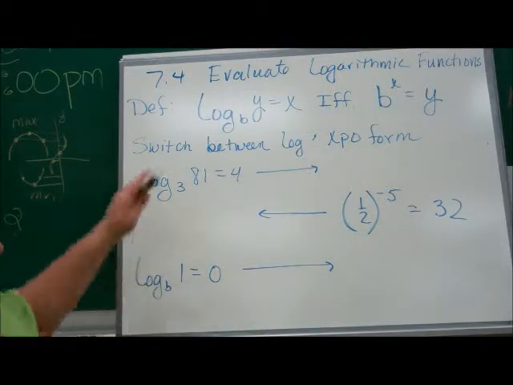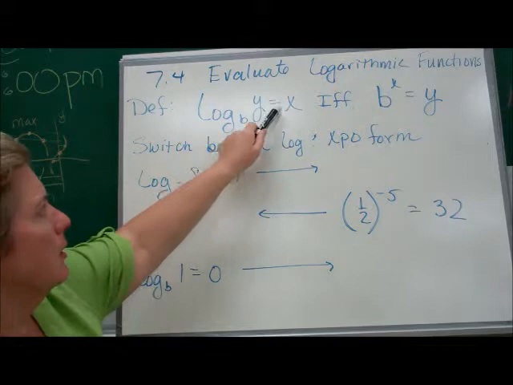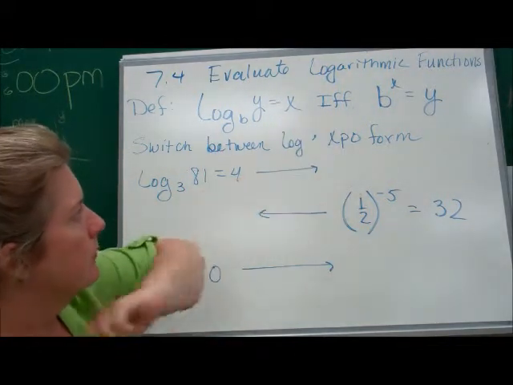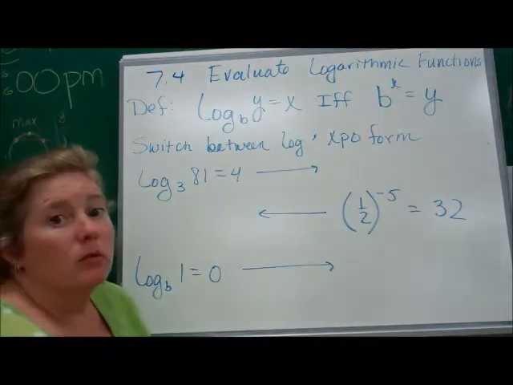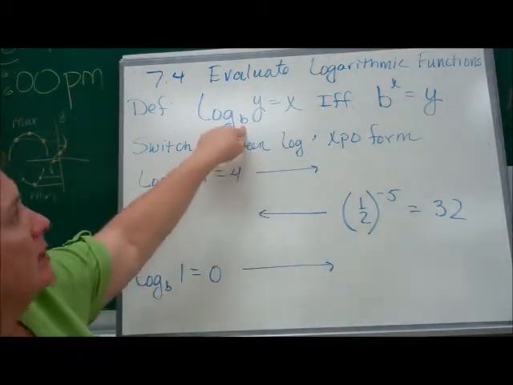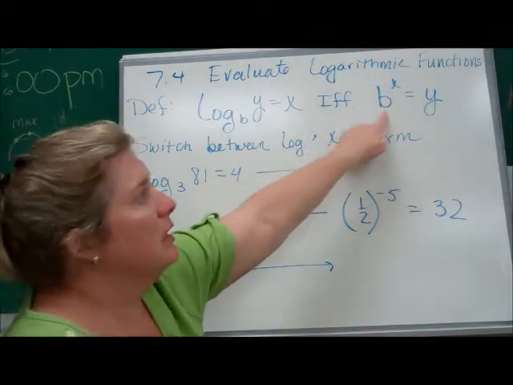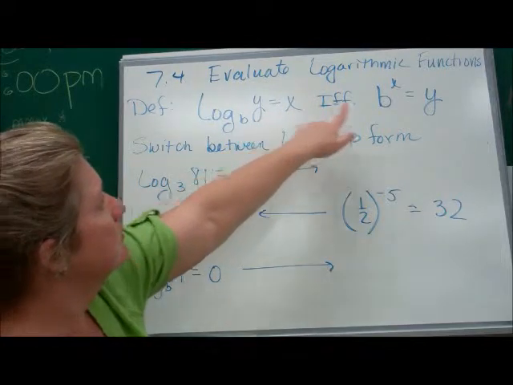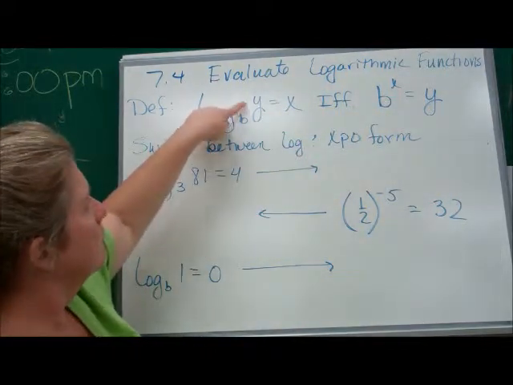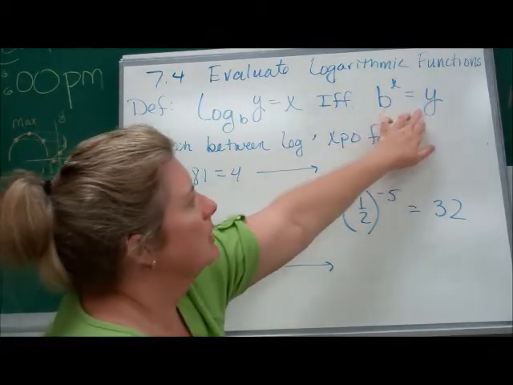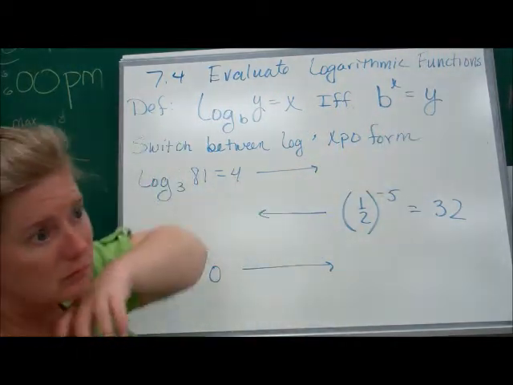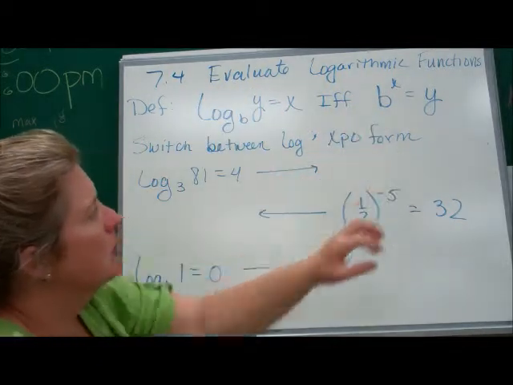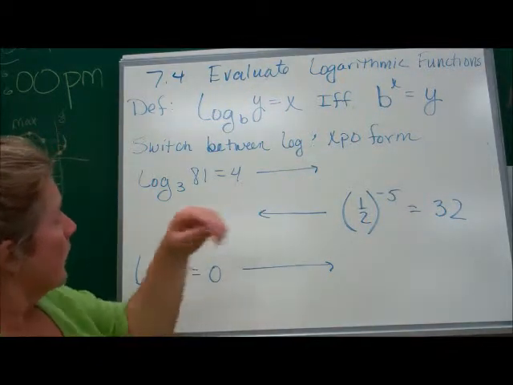Definition of a log. If we have log base b of y equals x, that is true if and only if b to the x power equals y. Okay, b is the base of the log, b is the base of the exponent, x is the exponent, and then y is the argument. In this case, y is what it is equal to. So that's how logs and exponentials are related to each other.